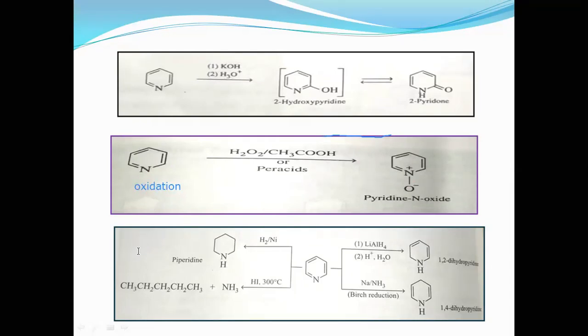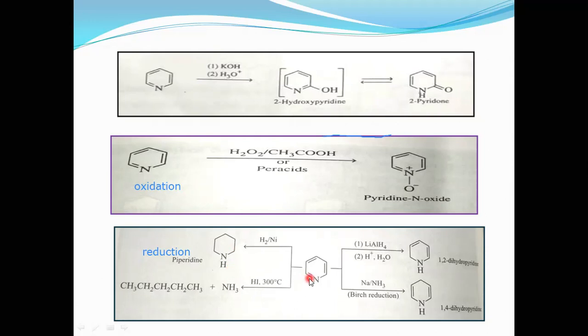Then pyridine also undergoes reduction reaction. We can get different products depending on the reducing agent used. Pyridine on reduction with hydrogen and a nickel catalyst, the nickel is the catalyst, undergoes hydrogenation, that is also a reduction. We can get piperidine as the product.